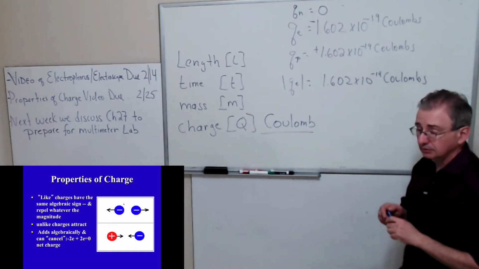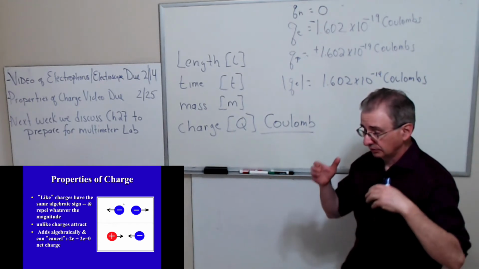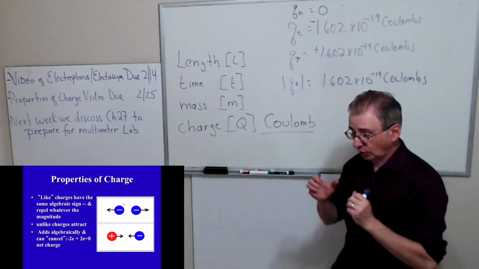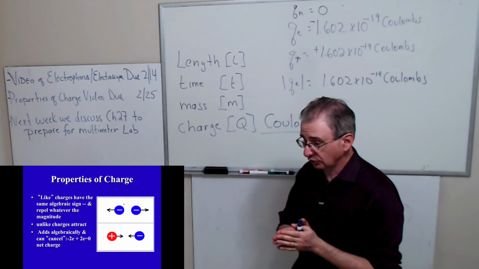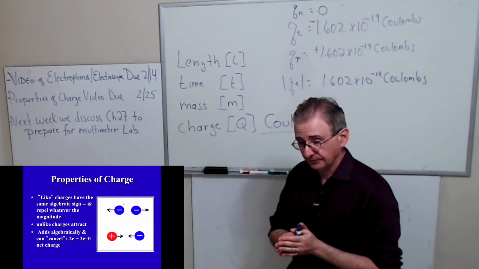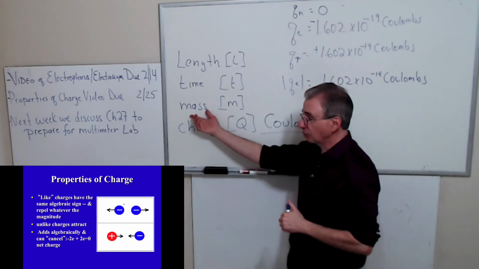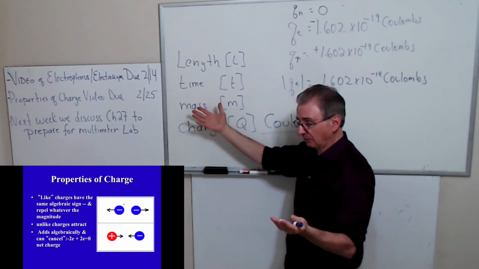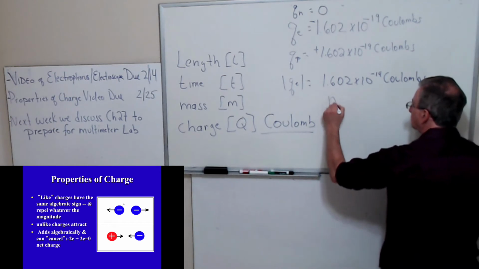So, charges add. If you have 2 electrons and 2 protons, the total charge, if you combine them together, is 0. The net charge of 2 electrons and 2 protons is 0. Whereas if you have a proton and an electron, their total mass is the sum of their masses. In fact, let me write down the mass of the proton and the mass of the electron.